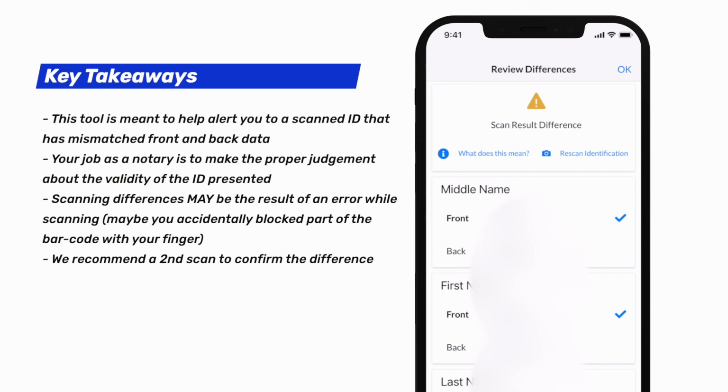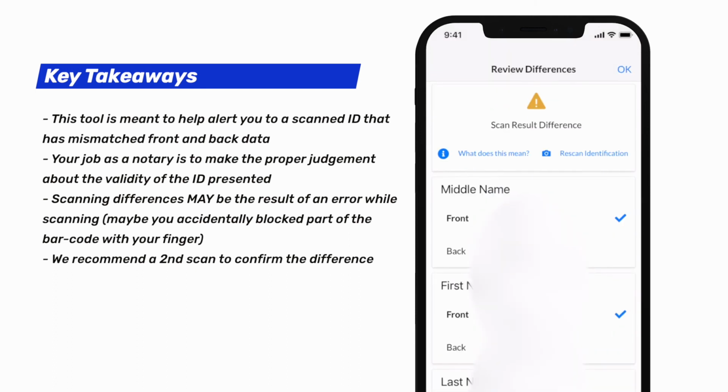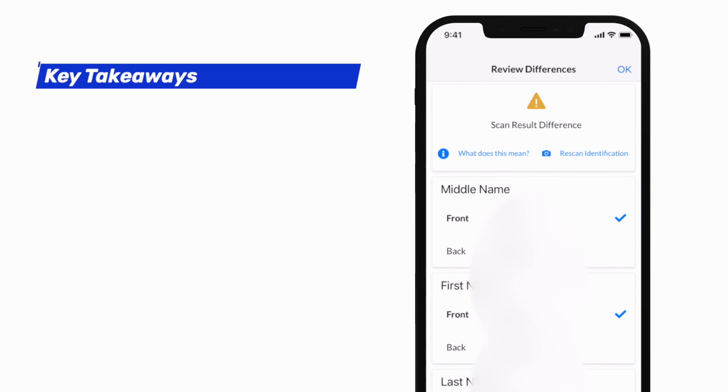So ideally, after you do it once and you catch this, you'll do it again. You'll hit rescan identification and see if you can catch any more differences. I scanned the two same IDs, and of course, they were both still different. Then you can just hit OK and move forward.